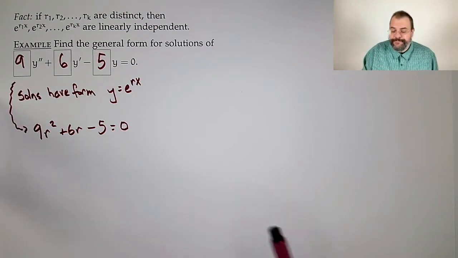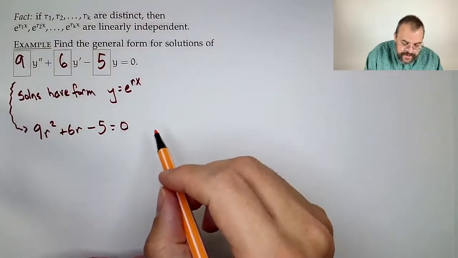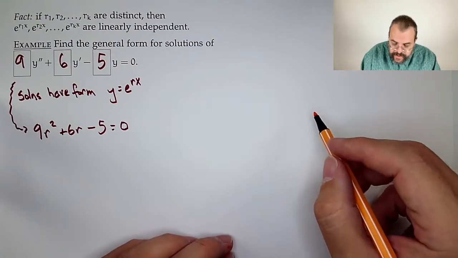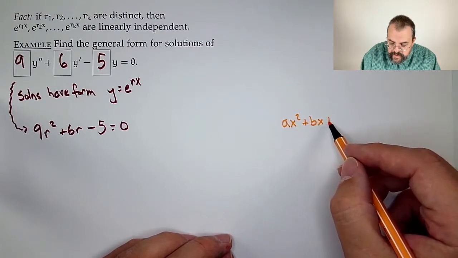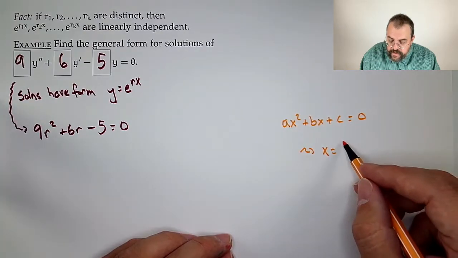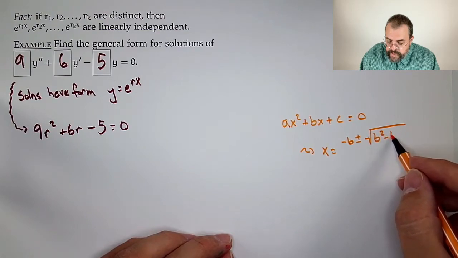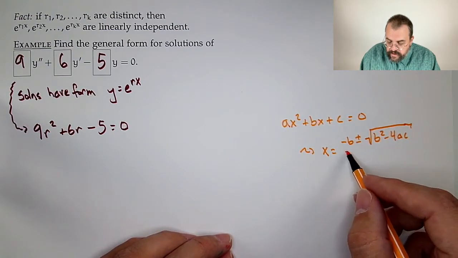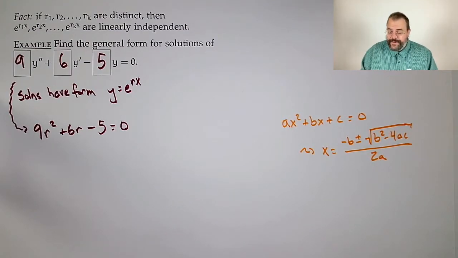This doesn't factor. Well, the good news is even if it doesn't factor, we can still make progress because we have the quadratic formula. So it's good to remind ourselves of the quadratic formula. If you have ax^2 + bx + c = 0, then x = (-b ± √(b^2 - 4ac)) / 2a. All right, so there's our quadratic formula.